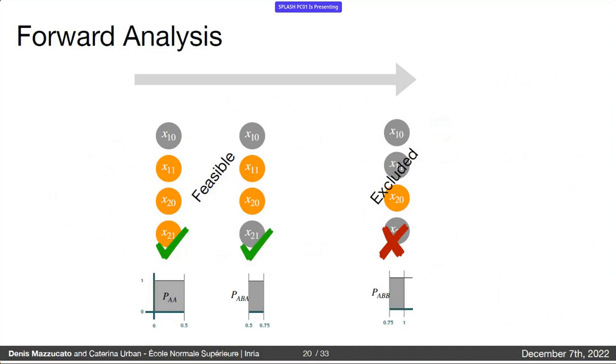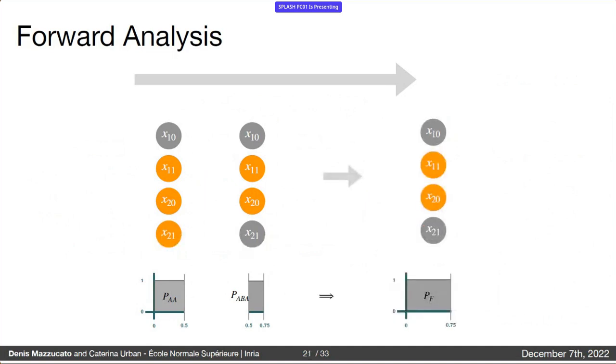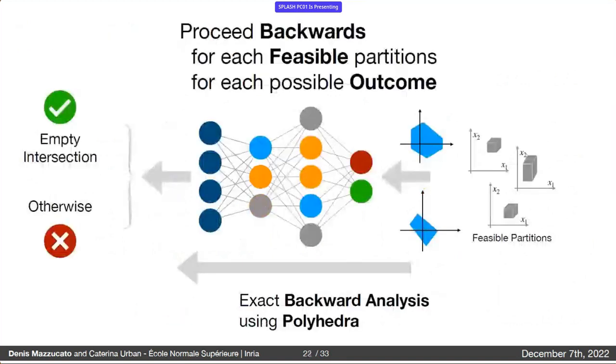But first, we also put together the first 2 partitions, since the activation pattern of PABA implies the one of PAA. So it's a subset. And so we can put together the 2 partitions, and we run the backward analysis only on PF. How does the backward analysis work?